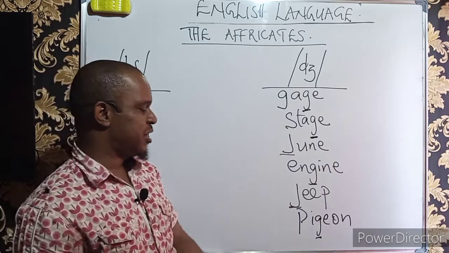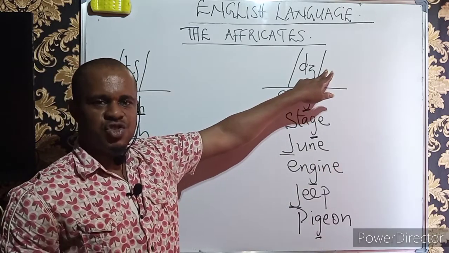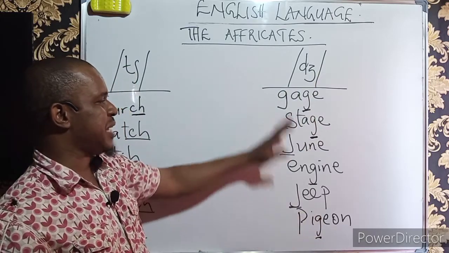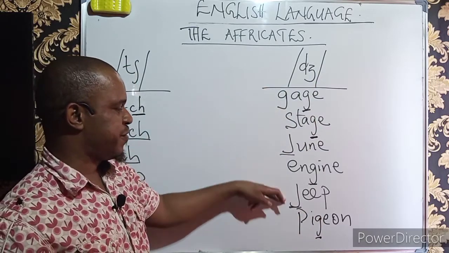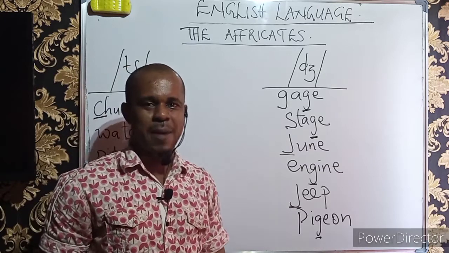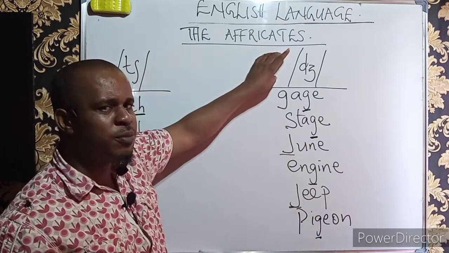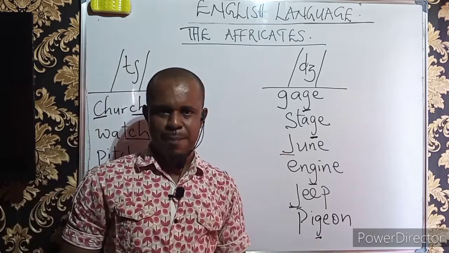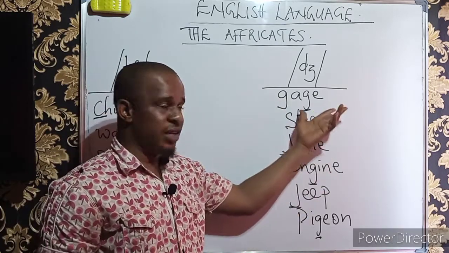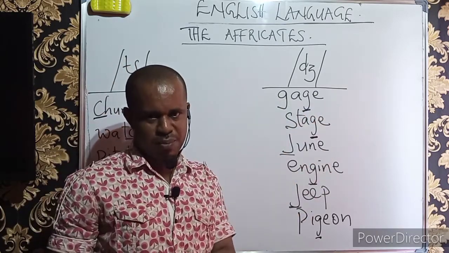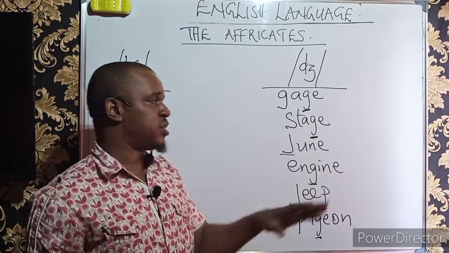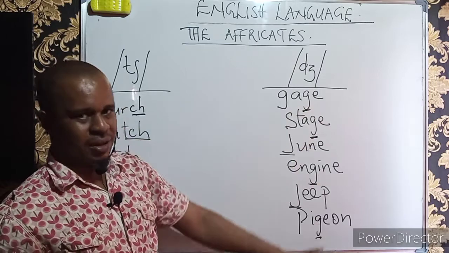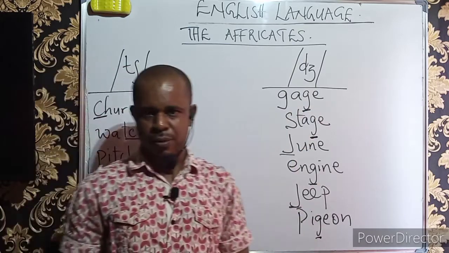So you notice that this j sound is obtained in these different examples. Six different examples, but there is a uniform sound obtained in all of them. Actually, they are spelled differently, but it doesn't matter. We are only concerned with the sound that is obtained in all the examples.